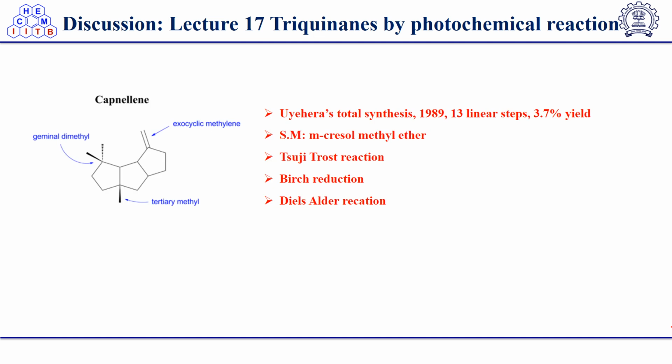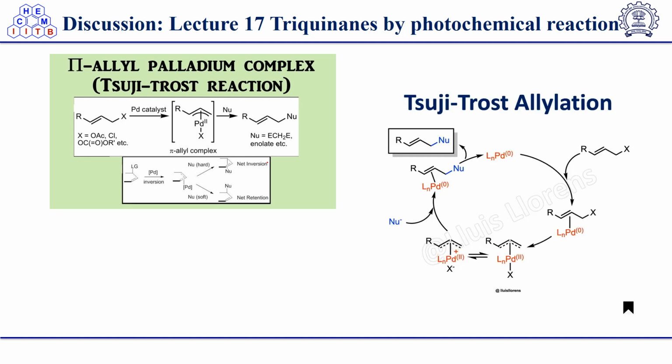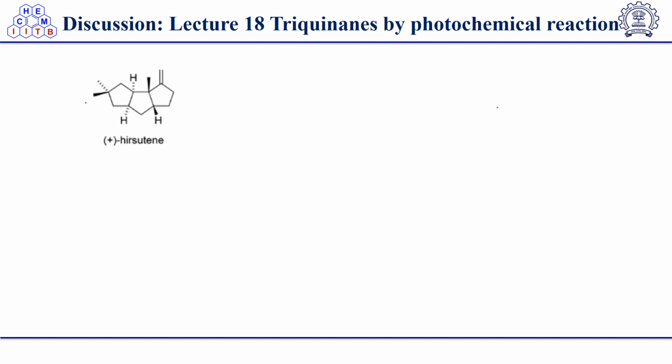This Birch reduction and Diels-Alder reaction we already know, and we have seen them in previous classes as well. So this is the Tsuji-Trost reaction, that is a palladium catalyzed allylation. A pi-allyl complex will be forming from this, and then this nucleophile will be attacking. So this is the mechanism. On this palladium complex, first it will coordinate to this double bond, resulting in this pi-allyl complex by elimination of the leaving group. Then onto this pi-allyl complex, the nucleophile will be attacking, resulting in our desired product. So this is Tsuji-Trost allylation.